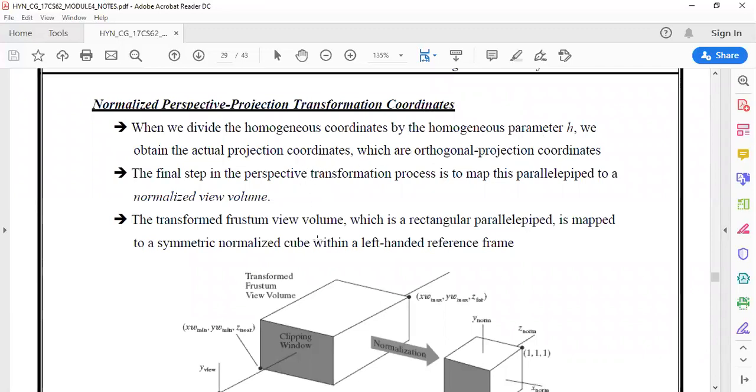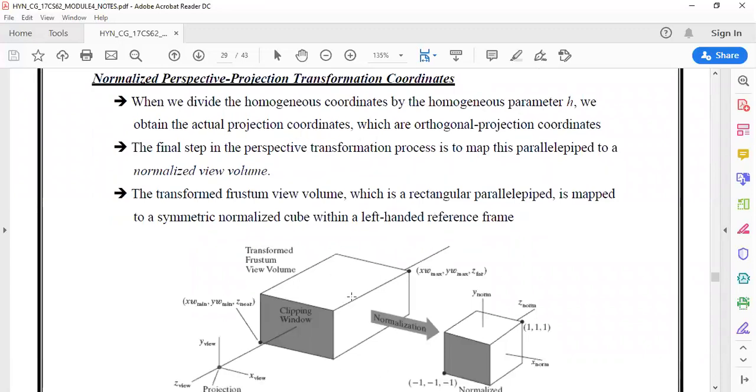So the final step in the perspective transformation process is to map this parallel pipe, the view volume, into a normalized view volume. So we have to map this perspective projection view volume to a normalized view volume. The transformed frustum view volume is a rectangular parallel pipe.